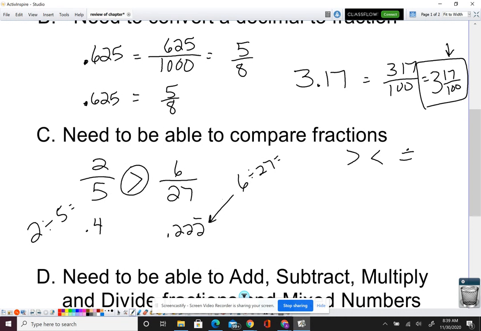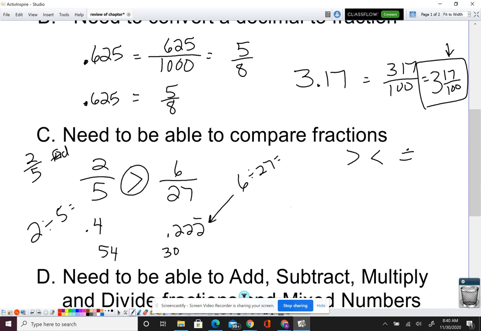Didn't we do that a different way in school? We cross multiplied last year. 2 times 27 is 54. 5 times 6 is 30. The other way on the calculator that we did it was we put 2/5 in as a fraction and hit the F to D button. Yeah, that's what I was thinking. Either way.